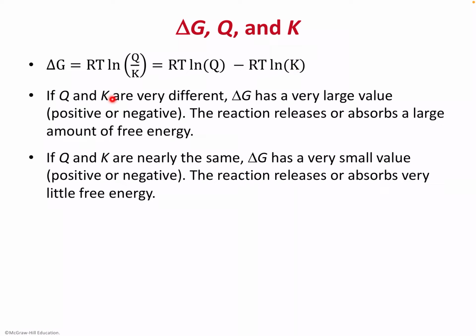If Q and K are very different, delta G has a very large value. It could be positive or negative. The reaction releases or absorbs a large amount of free energy. If Q and K are nearly the same, delta G has a very small value, could be positive or negative, and the reaction releases or absorbs very little free energy.